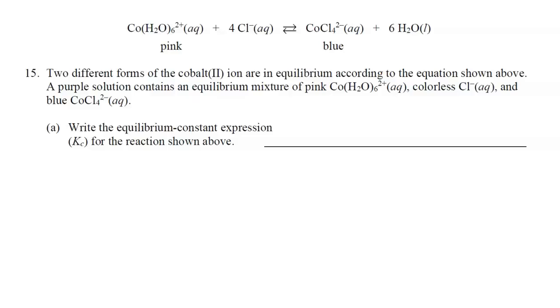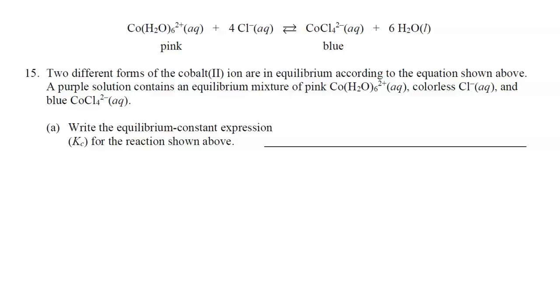All right, here's question 15. Two different forms of the cobalt-2 ion are in equilibrium according to the equation shown above. A purple solution contains an equilibrium mixture of the pink Co(H2O)6 2+ aqueous ion, colorless chloride ions, and blue CoCl4 2- aqueous ion. So in part A, we have the reaction already represented by the equation above. We have to write the equilibrium constant expression, Kc, for the reaction shown above.